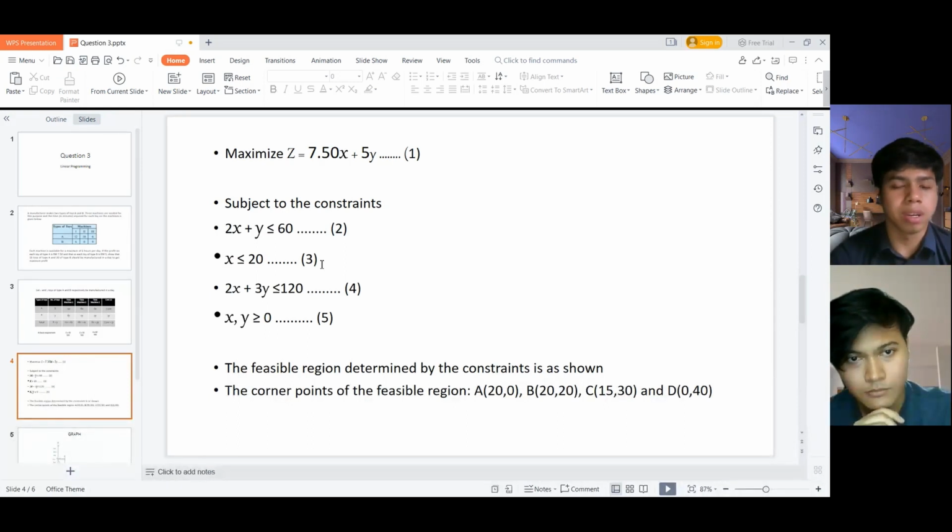And the bottom one is 2x plus 3y less than or equal to 120. This constraint is to be put in the graph later when you see the last point, which is the corner point of the feasible region. This is when we set the unknowns x and y to 0.